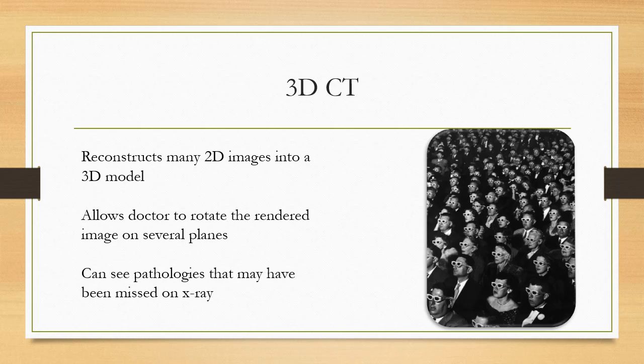As previously mentioned, some CT scanning machines have specialized software that allows them to take many two-dimensional slices or images and render them into a three-dimensional model. This allows the doctor to rotate the rendered image on several planes using the special software. This allows them to see pathologies that may have been missed on X-ray.